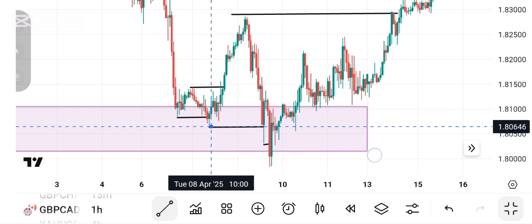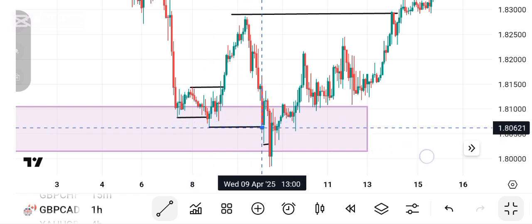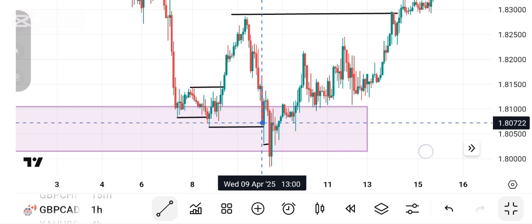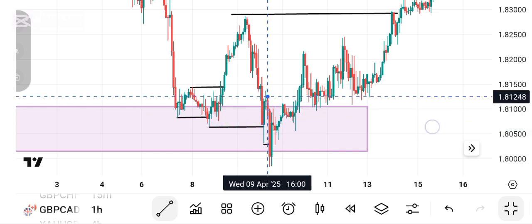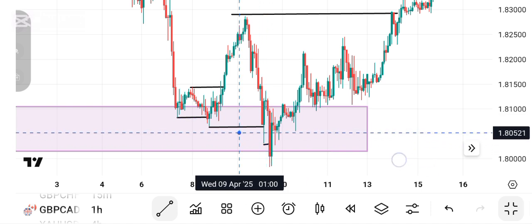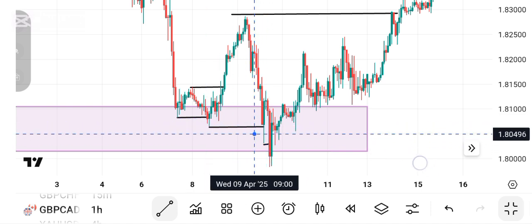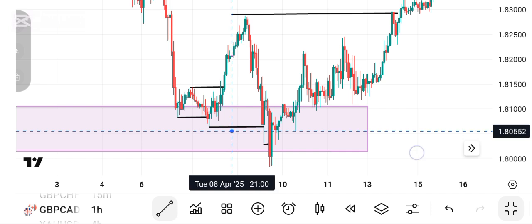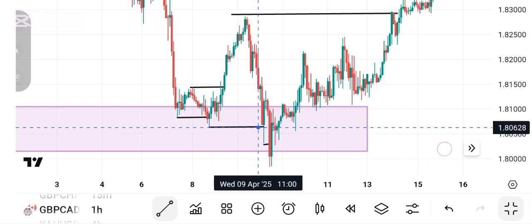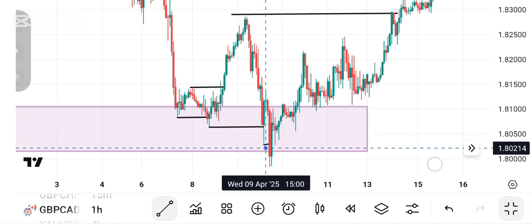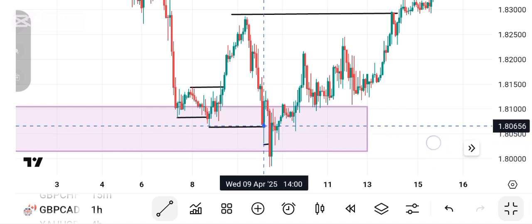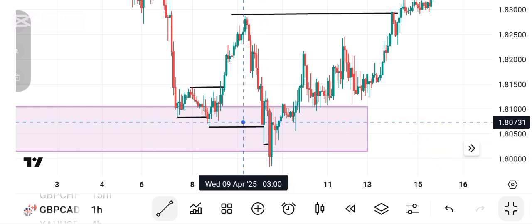If you mark from here to this wick, this is not a valid break. A break of structure is said to be valid when a candle body breaks a low, and not with a wick. So marking here as your break of structure is not valid. And also, if you are the type that marks your break of structure like this, you are making a huge mistake.